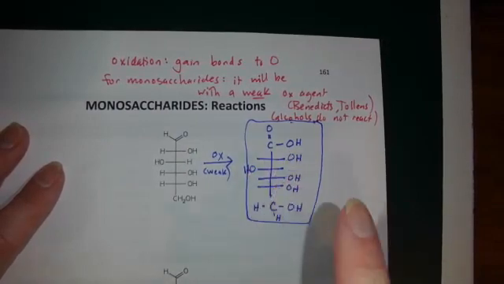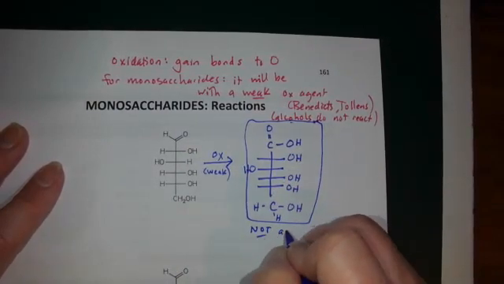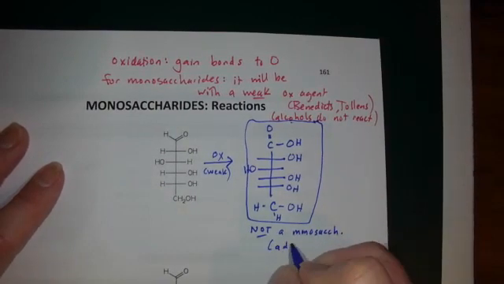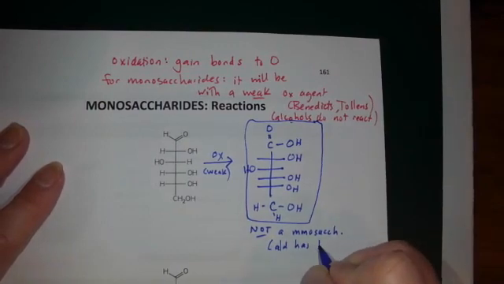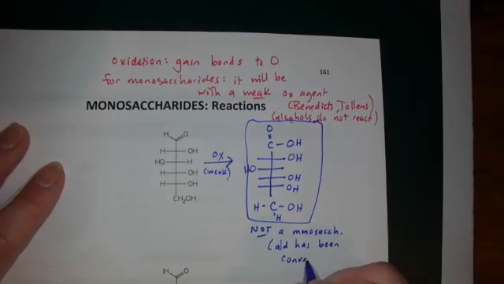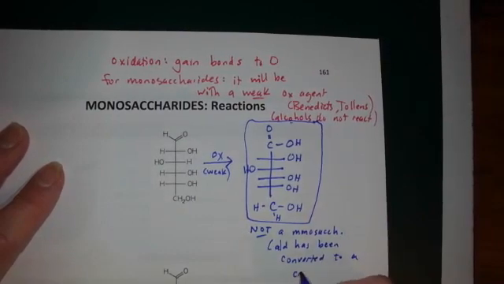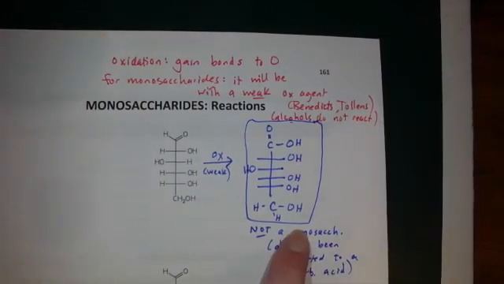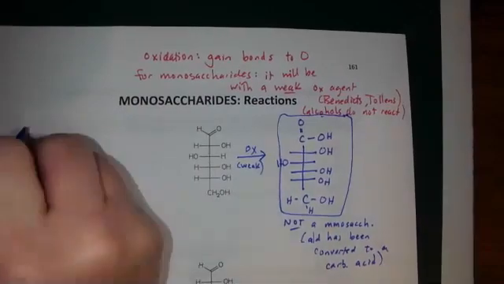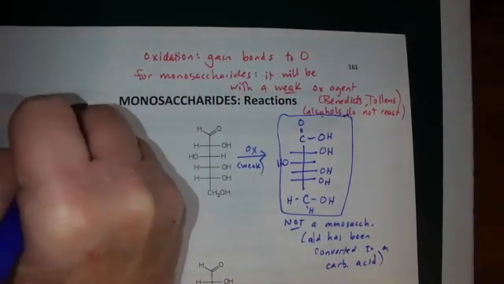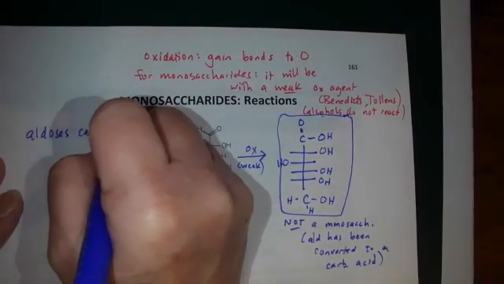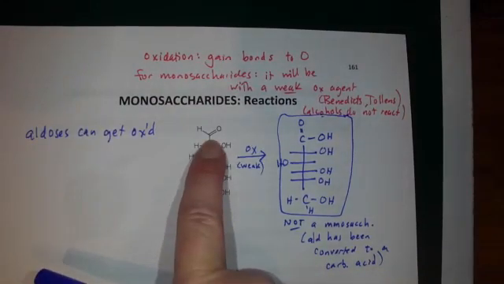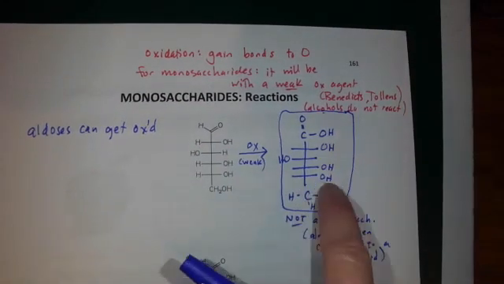But what I want you to notice now is this is not a monosaccharide anymore, because the aldehyde has been converted, and you know what it's converted to. It's converted to a carboxylic acid. That's true, but really the key thing I want you to notice is it's not a monosaccharide anymore. What we just saw is that aldoses can get oxidized. All aldoses, if there's an aldehyde, can get oxidized in the way that we just showed.